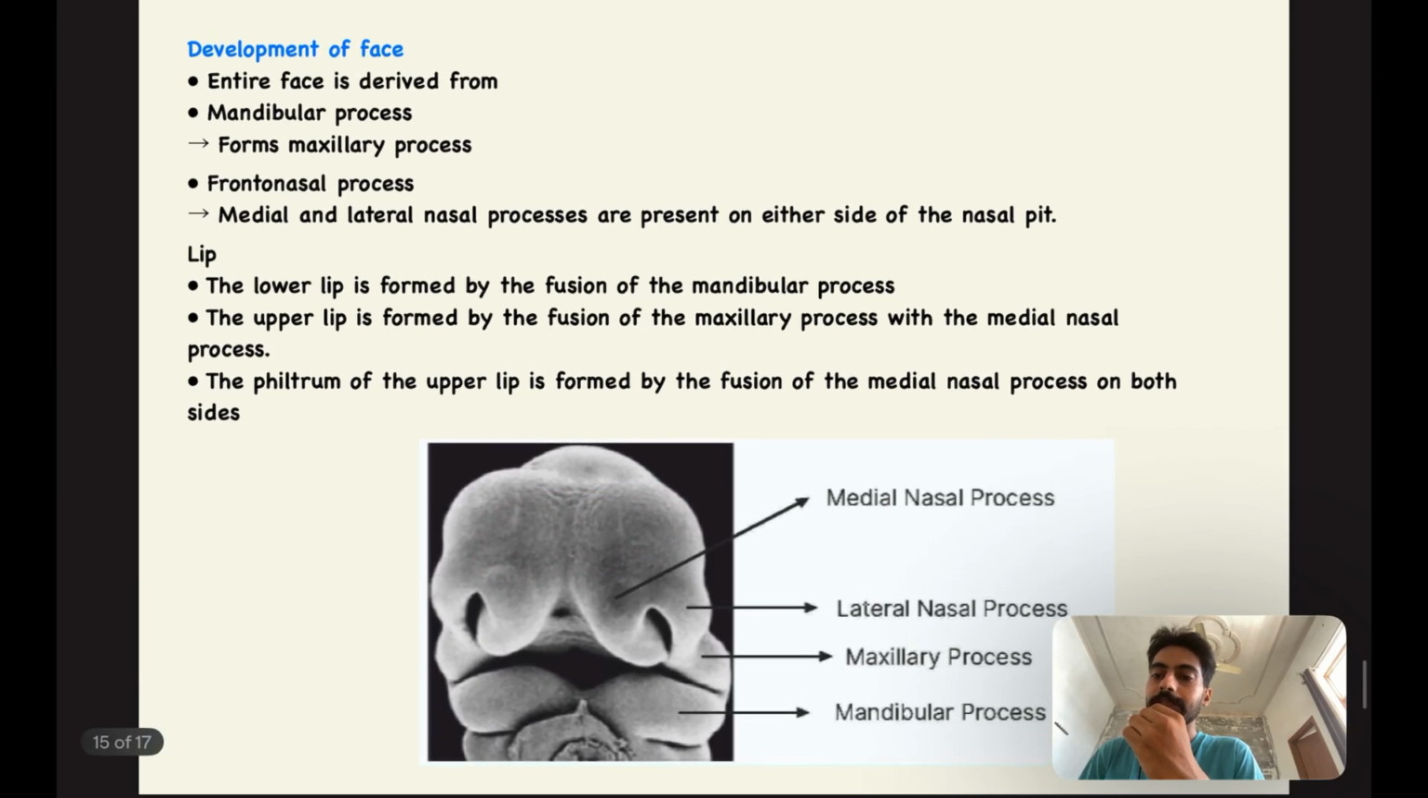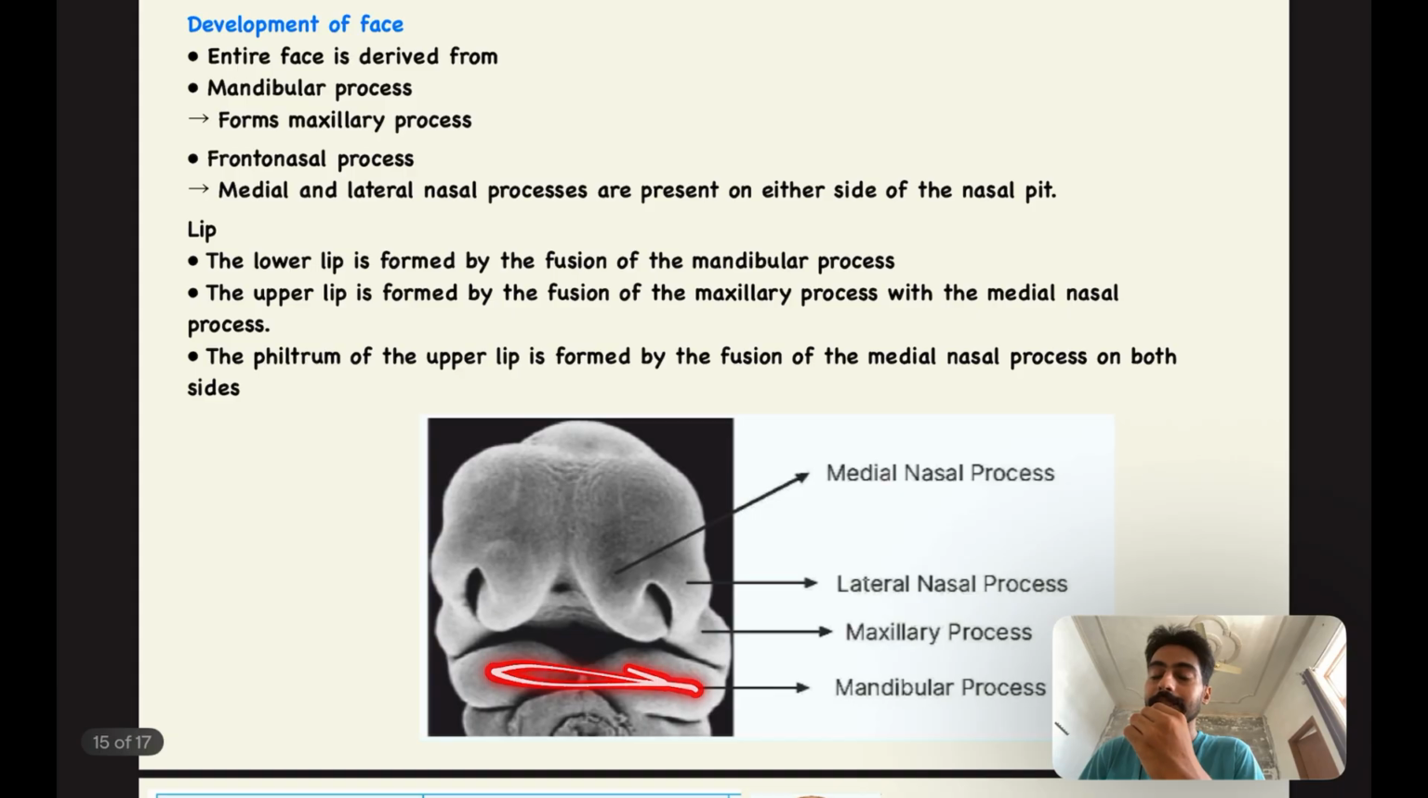So first the maxilla, this is our mandible, sorry, this is our mandible. This mandible will form our maxilla here. So our mandible forms maxilla, and then this is frontonasal process, and it has two processes. This is the nasal pit, where our nose is present, and on either side we have medial nasal process and lateral nasal process.